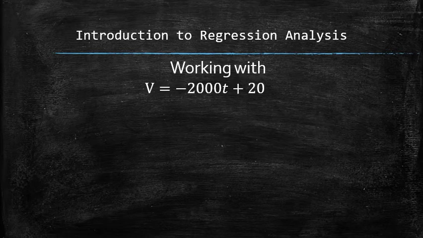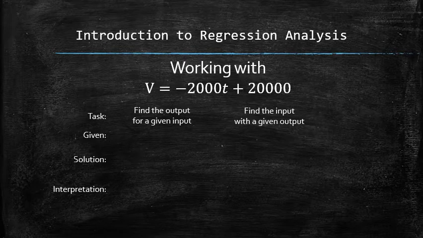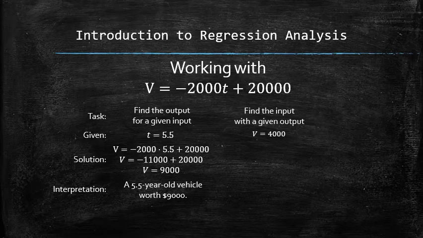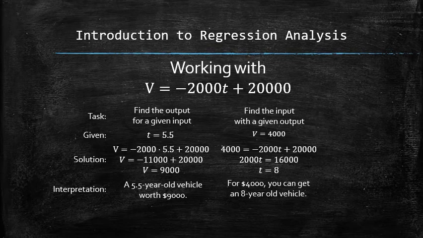We can use the equation in two different ways: to find the output for a given input, and to find the input with a given output. For example, we can find the value of a vehicle that is 5.5 years old by plugging in the given t value into the equation and computing the right-hand side. The value of a 5.5-year-old vehicle is $9,000, according to the equation. We can also estimate the age of a vehicle that's worth $4,000 by plugging in the given value of V into the equation and solving the equation for t. For $4,000, we get an 8-year-old vehicle.